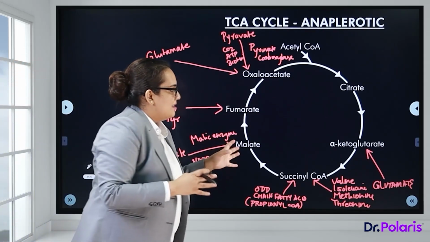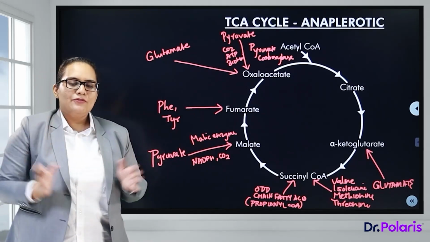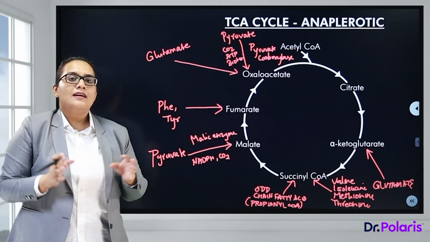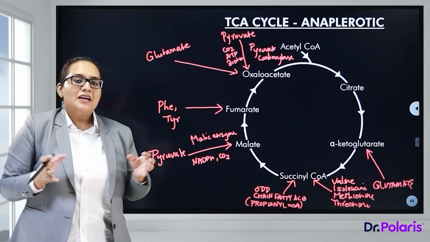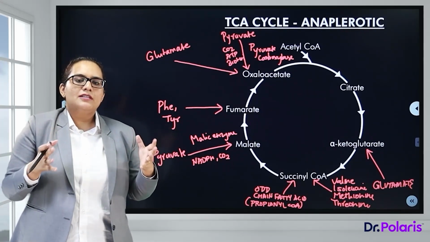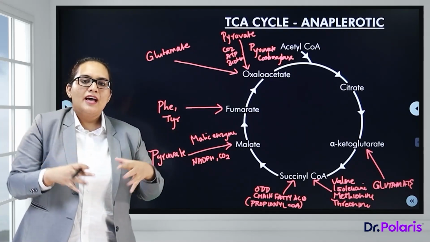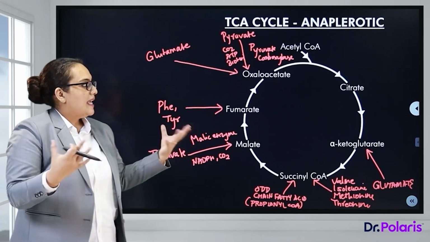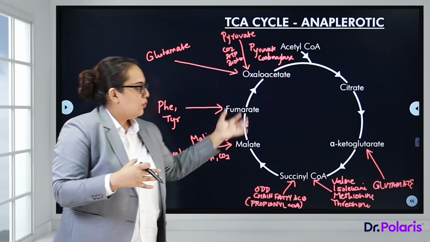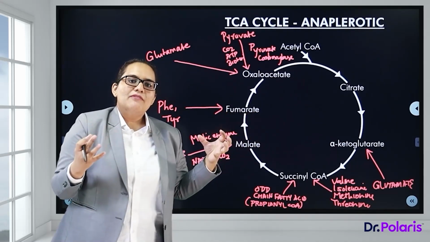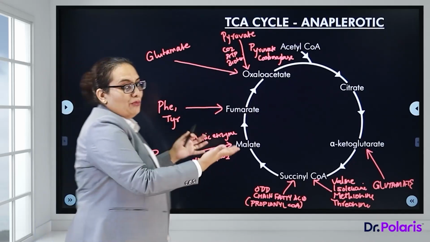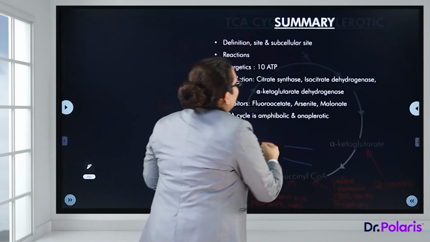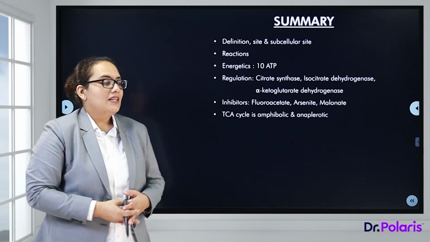Now, if you just see the entire citric acid cycle, it looks more like a traffic circle, where you might have noticed vehicles coming into and moving out of the circle. Likewise, we have the cycle here, which is a circle, and you have various intermediates coming in and going out. So it's almost like a traffic circle. With that, we are done with this session.